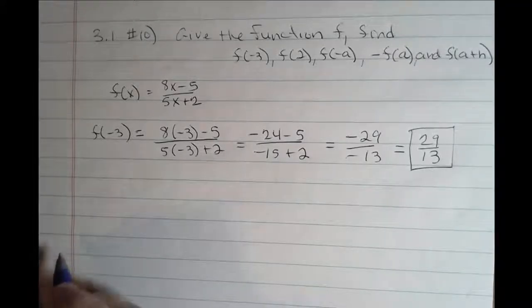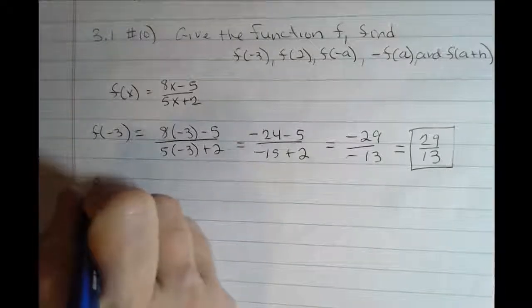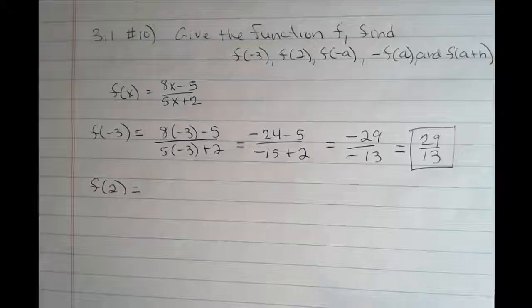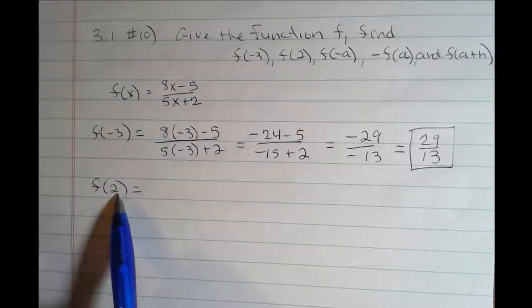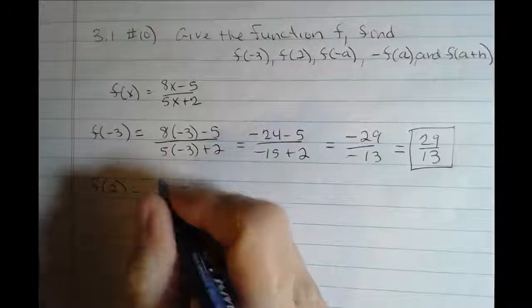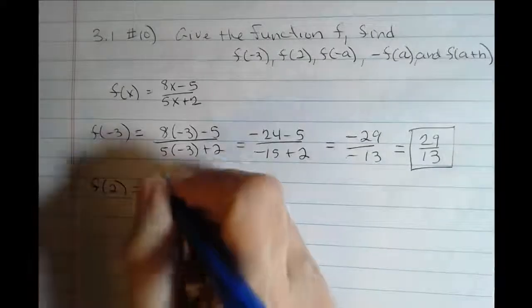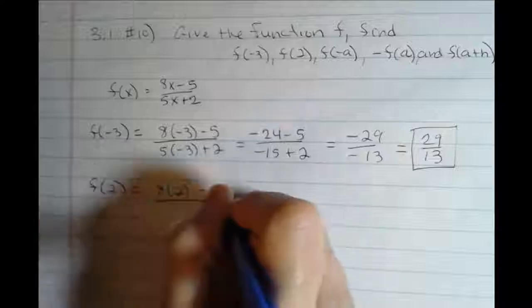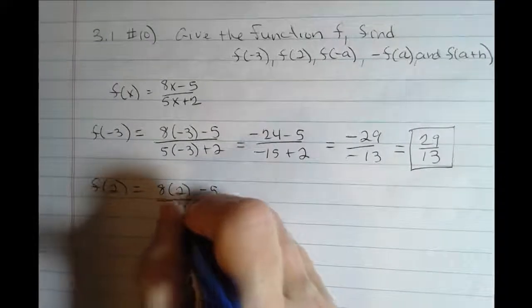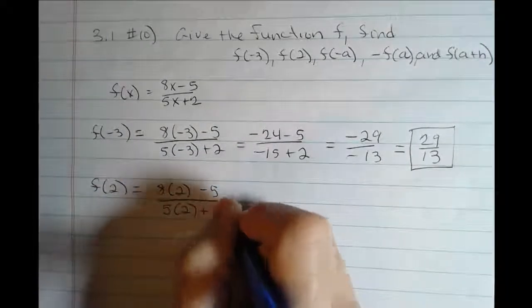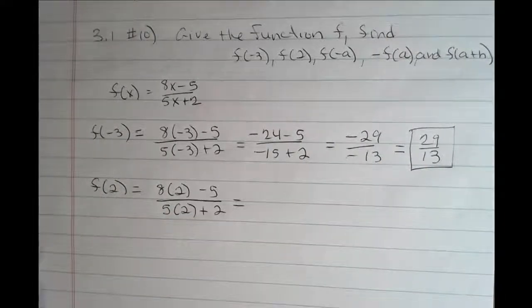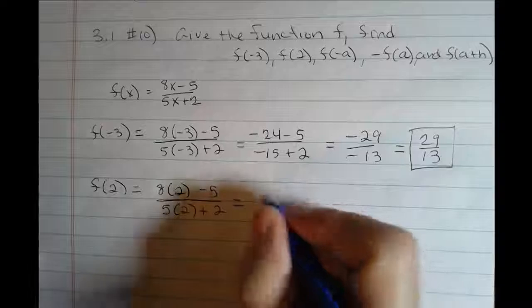All right, what about f of 2? F of 2, same procedure. I'm going to put a 2 in for my x. So I'm going to end up with (8 times 2 minus 5) over (5 times 2 plus 2). So again, I just plugged in my value for my x.